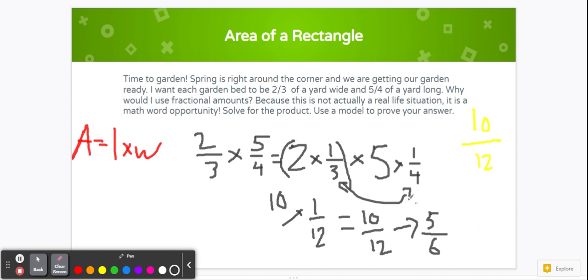So lots of different ways to do these associative properties and also using the model as we did here, or watch your video in your online lessons. They use a model in a little bit of a different way. All great ways to think about these fraction multiplication problems.